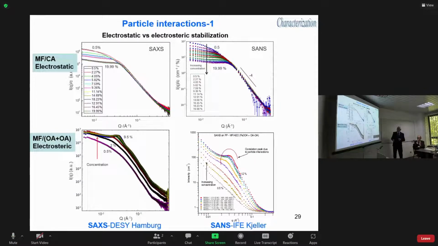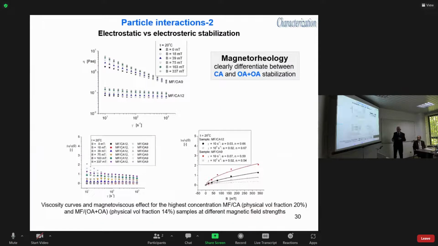The electrostatic stabilization samples don't show clusters. Look at the structure of the scattering curve. And the double layer oleic acid samples clearly show the structural formation. So these two techniques are very strong in characterizing up to the highest concentration of this kind of ferrofluid.